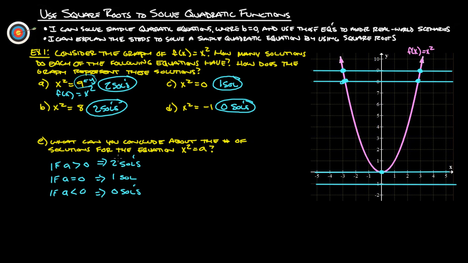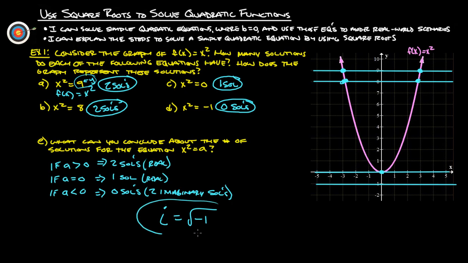Now these are actually talking about real solutions. There are 2 real solutions, 1 real solution here, and there are no real solutions, but there are 2 what we call imaginary solutions. I know that's a little bit weird, but basically you can't graph them, but they are imaginary solutions. Something that you'll want to know is that i, imaginary, equals the square root of negative 1, and that is what we call the imaginary unit.